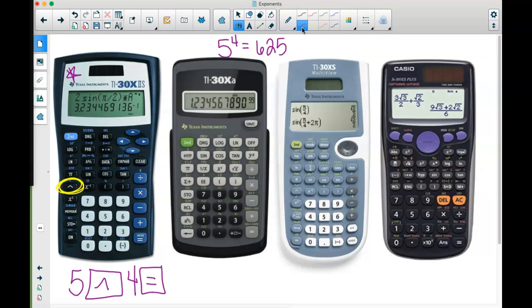Okay, that's if you have that calculator. That's how you would do it. If you have the next calculator, there is a button right here above the division sign that says y to the x power. So if you have that calculator, you're going to use it like this. You're going to hit 5, and then hit that button, y to the x power, and then 4, and hit equals.